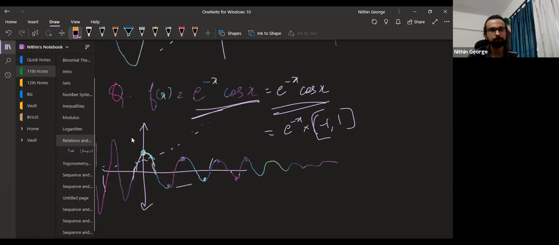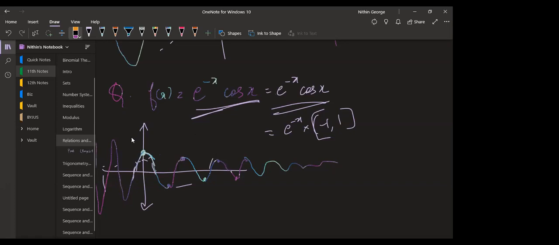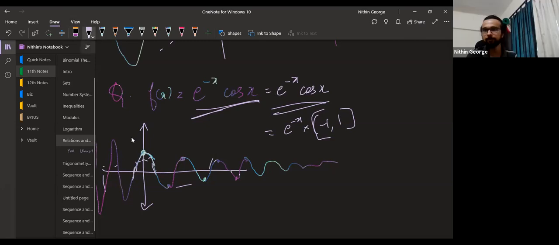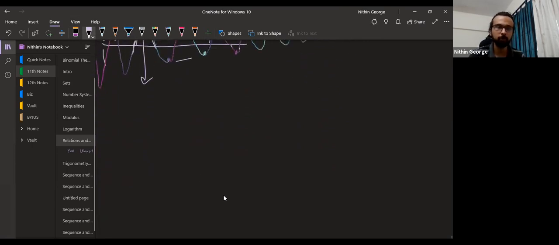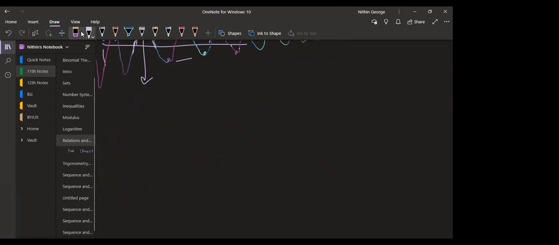Guys, did you follow? Yes, sir. Okay, this will be the graph of e power minus x into cos x. Guys, are you having any doubts? I'm just getting angry, none of you are responding. Very few of you are, but it's because there are no other responses. Am I audible to all of you? Yes, sir.